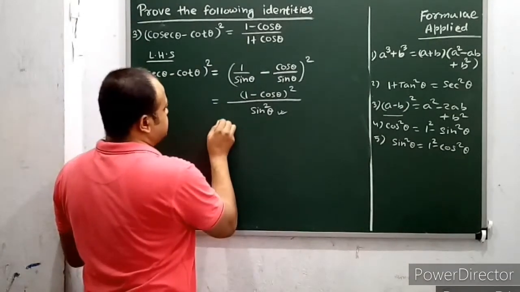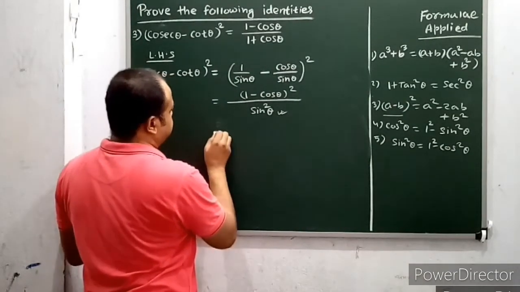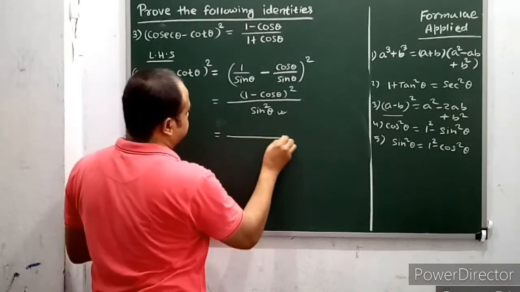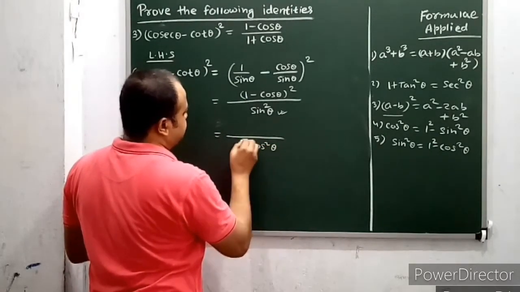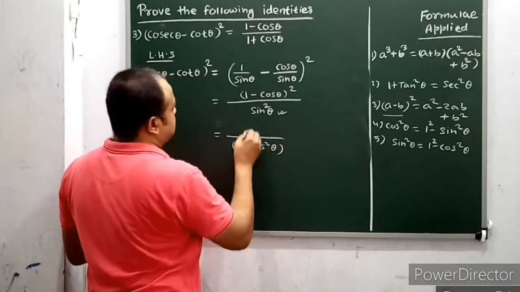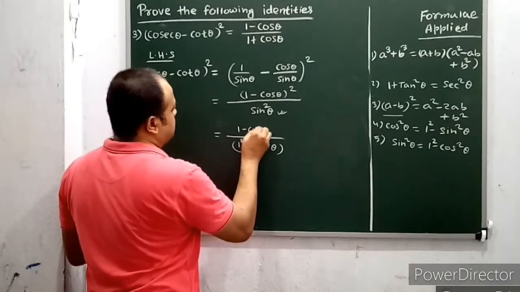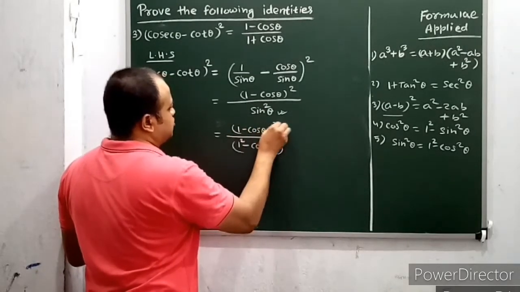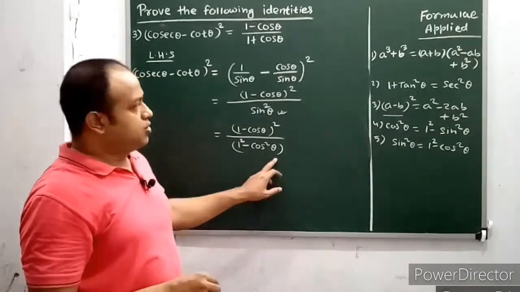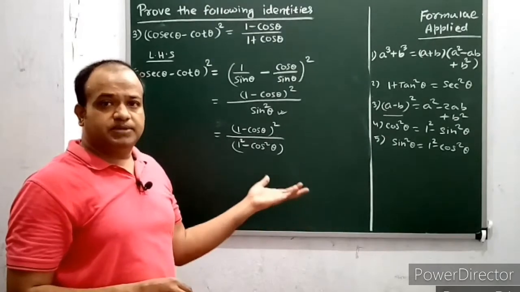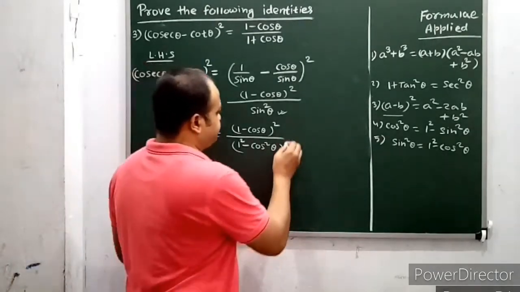I can write it here in place of sin square theta, 1 minus cos square theta, and this one 1 minus cos theta whole square. Now see, this is in the form a square minus b square. What is the formula of a square minus b square? You know, a plus b into a minus b.